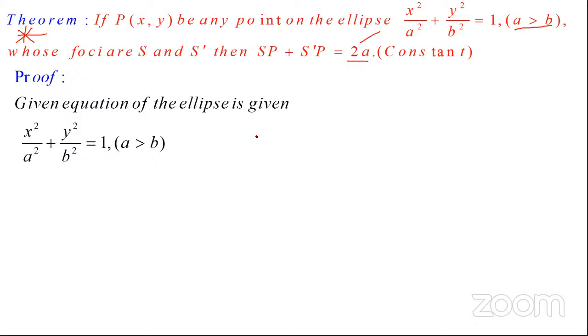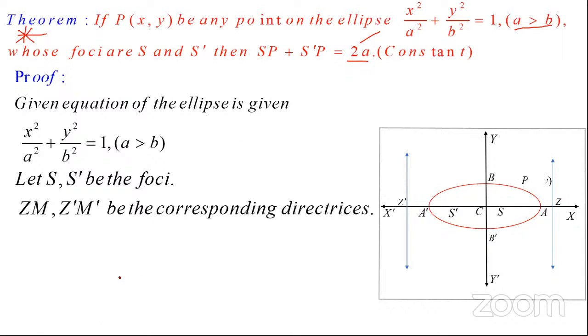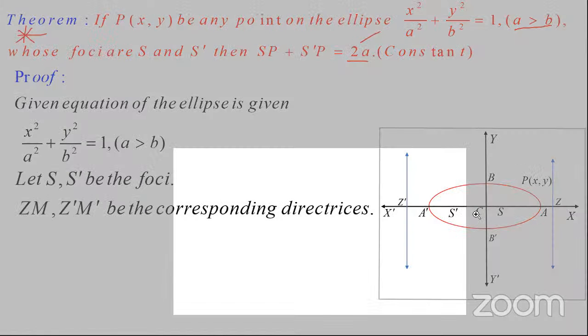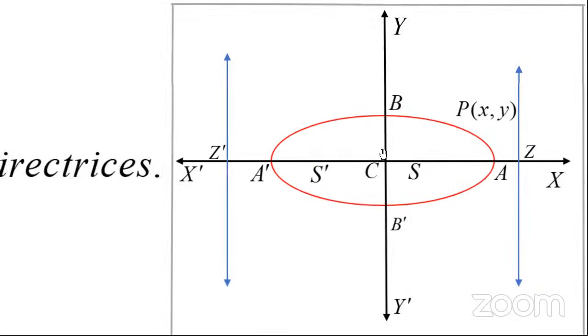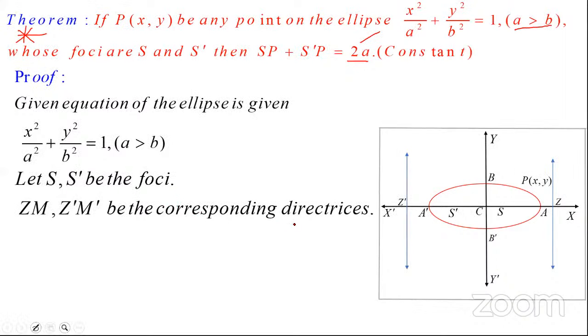So the given equation is x²/a² + y²/b² = 1, where a is greater than b. I'm taking the figure like this. P is any point lying on the ellipse, and these are the directrices. Observe this one, students. Here S and S' are the foci, and ZM and Z'M' are the corresponding directrices.